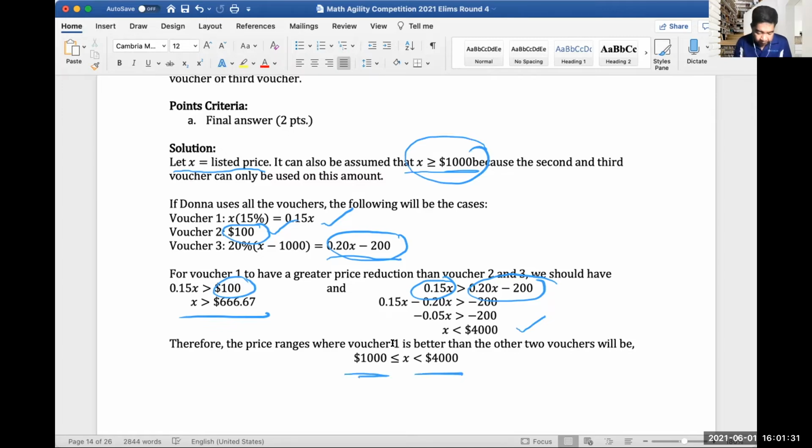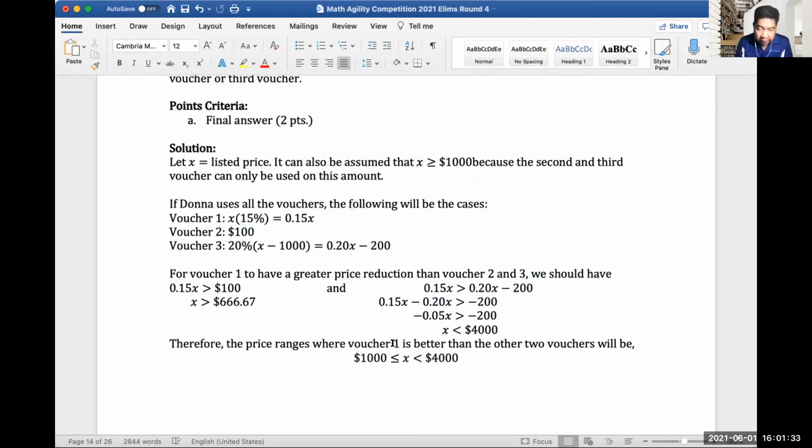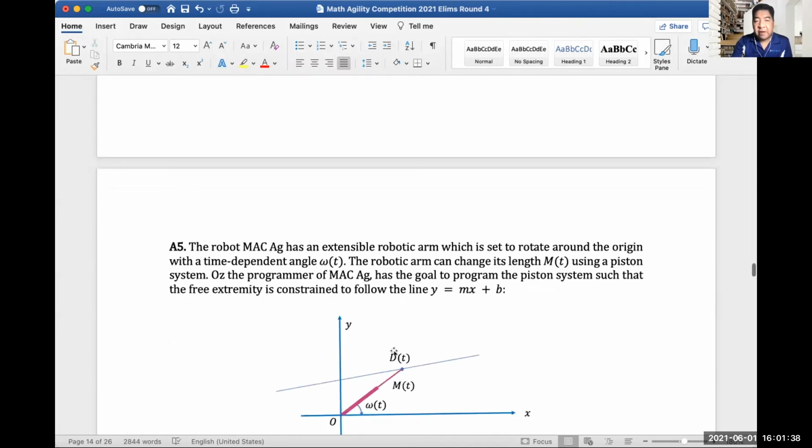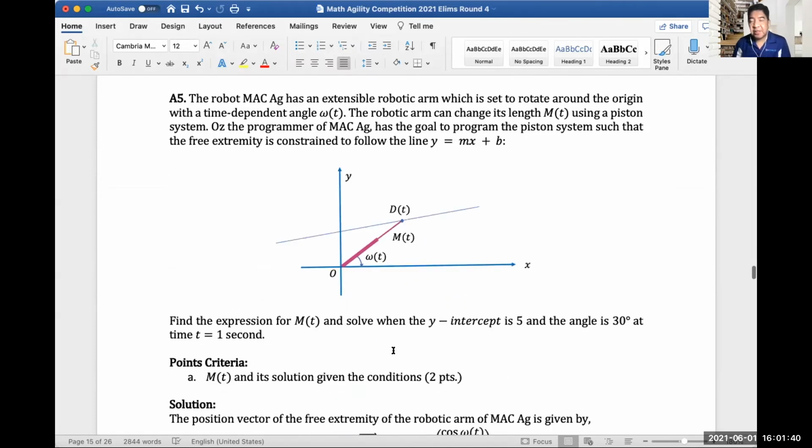Okay, so let's move to our last question for the average round. So that's A5. Again, this question was given in Elimination Round 3. So if you watched episode 13 of Math Agility Live, you would be able to solve this problem. Okay, but let's read this again.